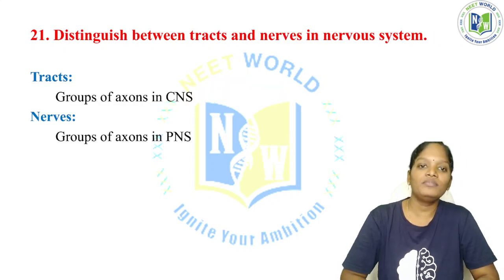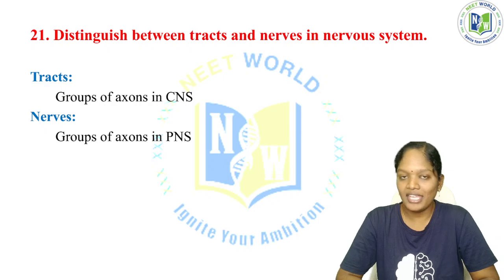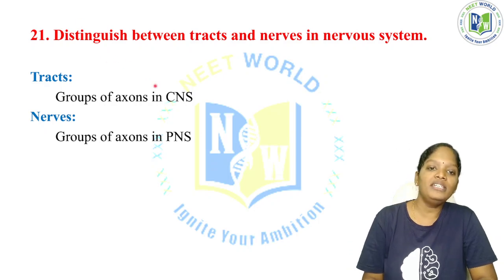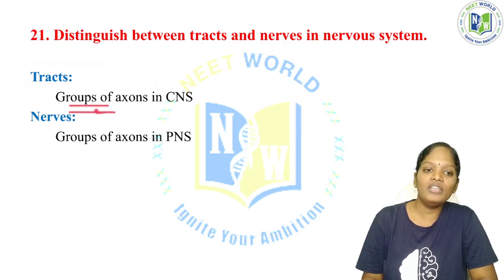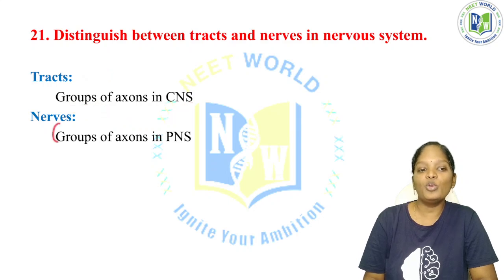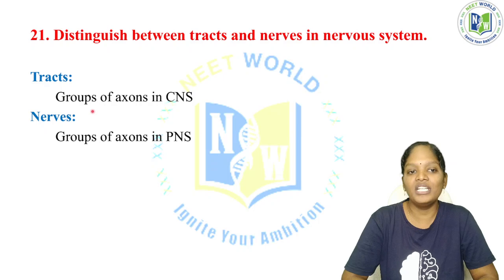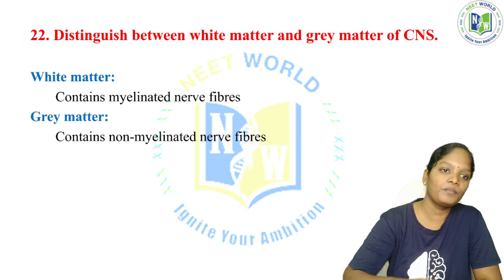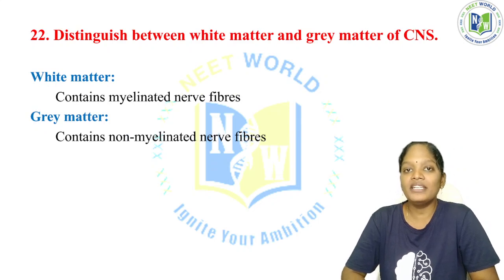Now, distinguish between tracts and nerves in the nervous system. Both are the same. If a group of axons is present in the central nervous system, it is considered a tract. If the group of axons is present in the peripheral nervous system, we call them peripheral nerves, that is, nerves.